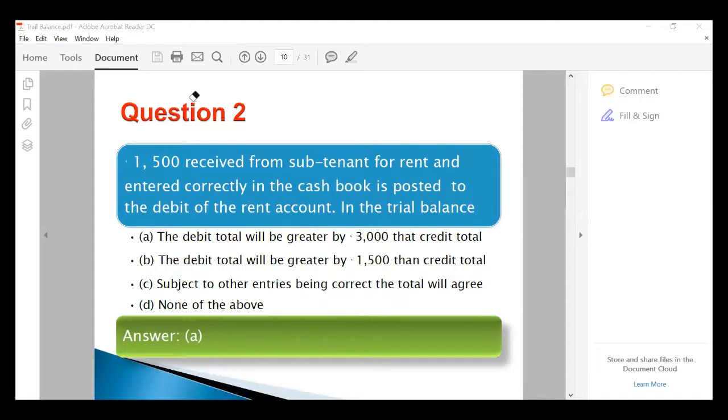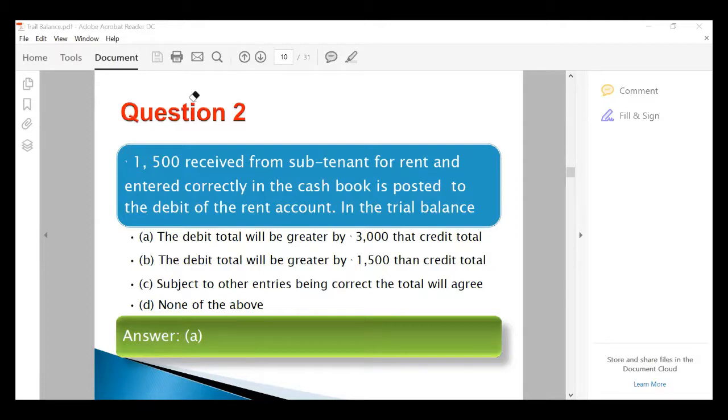rent account. In the trial balance, what will happen? That is the question. Here 1500 received from subtenant for rent and entered correctly in the cash book is posted to the debit of the rent account. In the trial balance, the debit total will be greater by 3000 than the credit total, because what has happened is, you need to write like this.